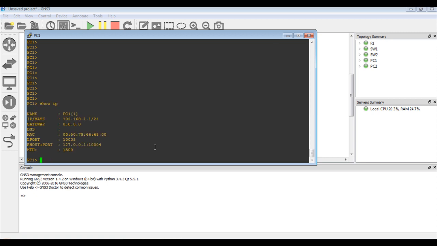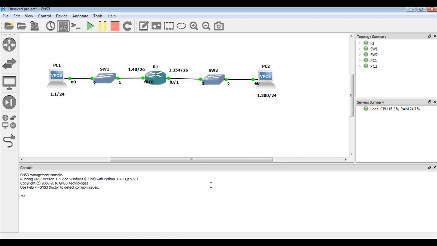If we issue the command show IP, we see that its address is 192.168.1.1 and the mask is /24, which is 255.255.255.0, the default mask for class C. But this host is not configured with a default gateway. It does not have a default gateway to use.